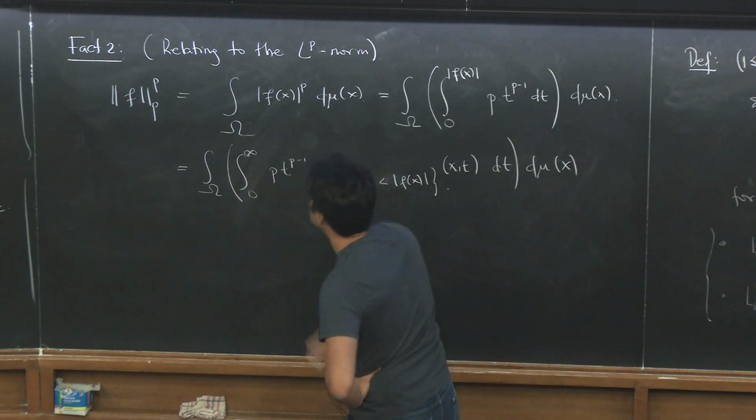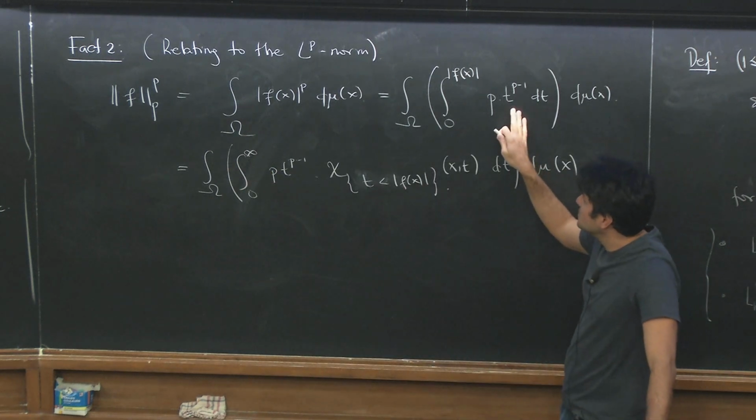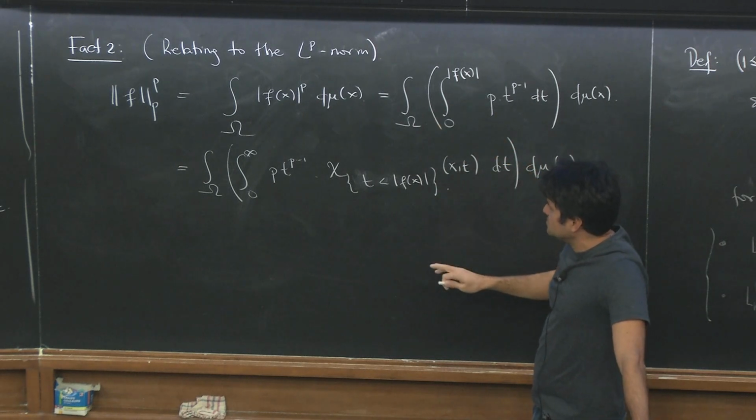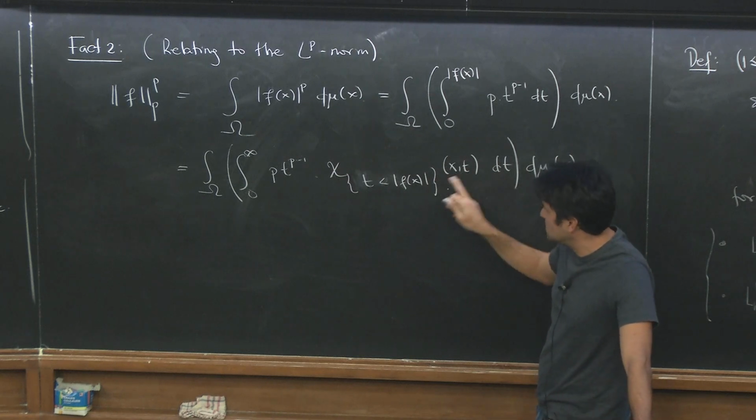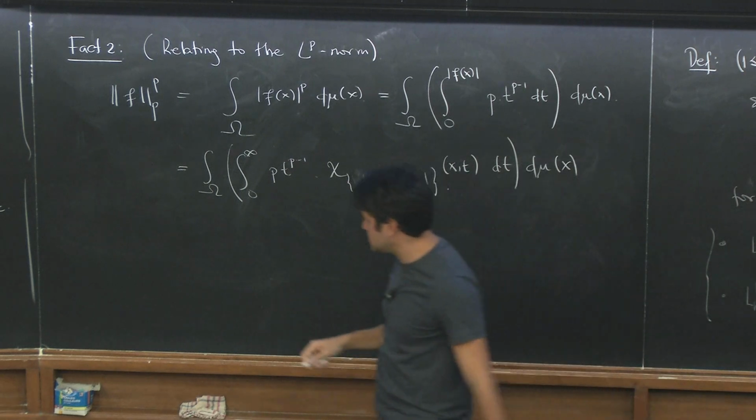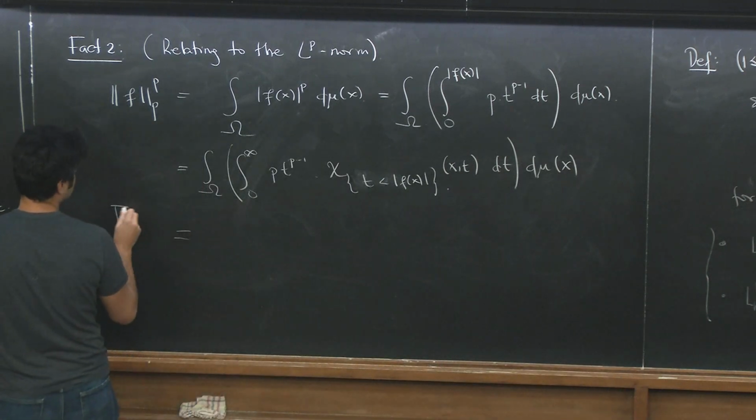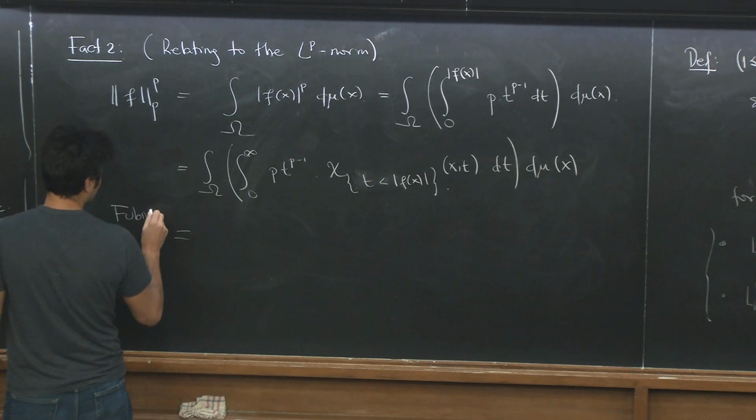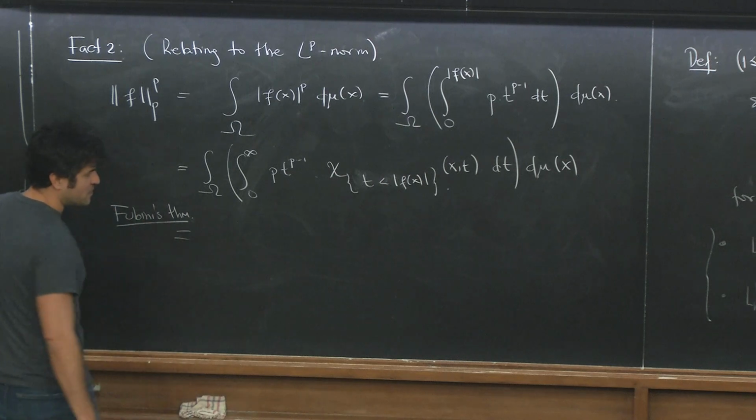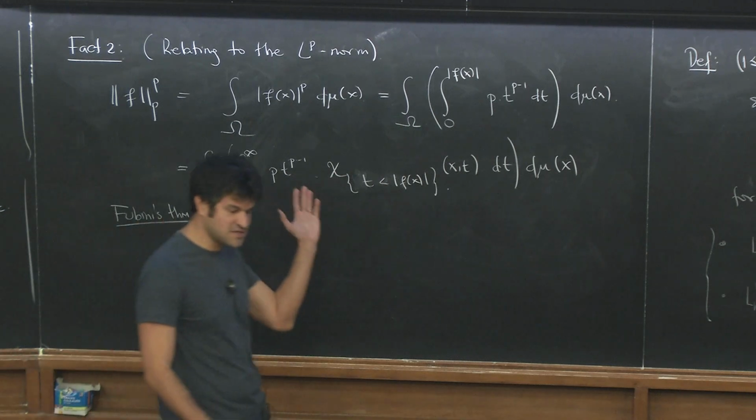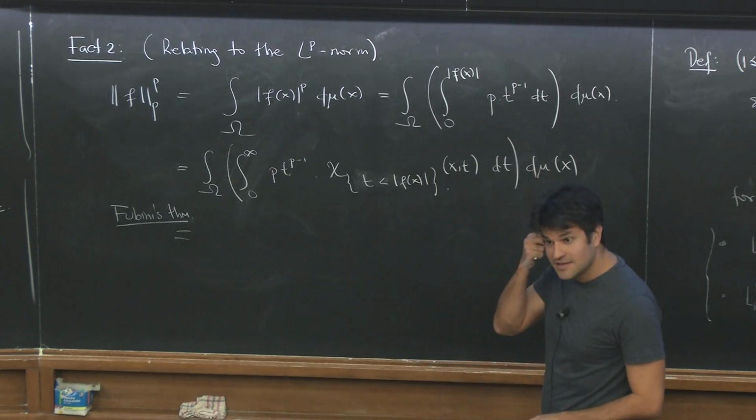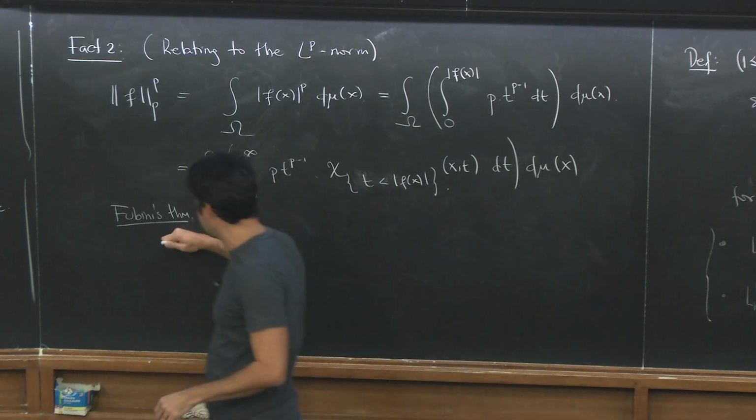I'm just rewriting the inner integral. Instead of taking from 0 to this number, if x is fixed, I'm just taking the characteristic function on t, where t is less than f of x. That's fine. Now this is a moment where we can use Fubini's theorem. And if you're paying attention to this course, you should raise your hand: but professor, we haven't yet proved Fubini's theorem. Yeah, so I'm taking a little bit of license here. This is something we haven't proved yet. We should prove it by the end of next week.